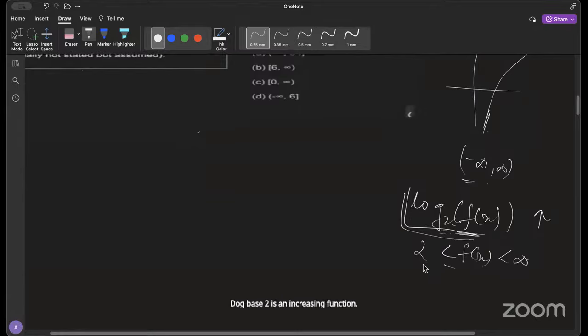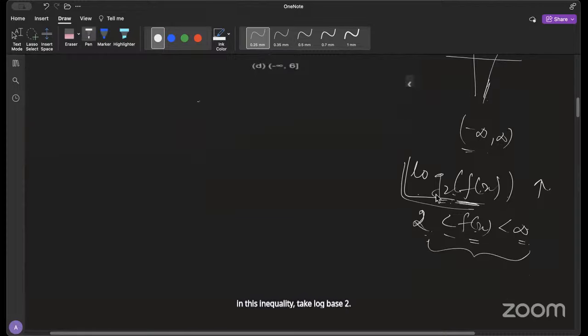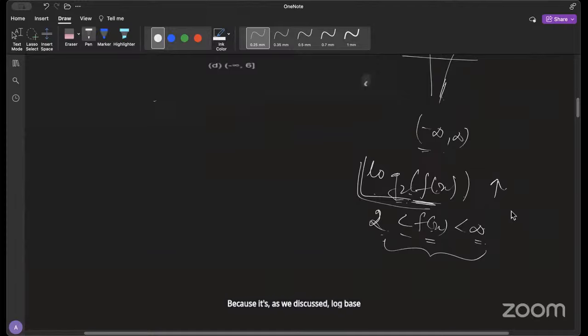So if your f(x) lies between 2 and keeps increasing, what should be the range of log base 2 of f(x)? One to infinity. Yes, because what you do here is take log base 2 on both sides of this inequality. As we discussed, log base 2 is an increasing function, right?